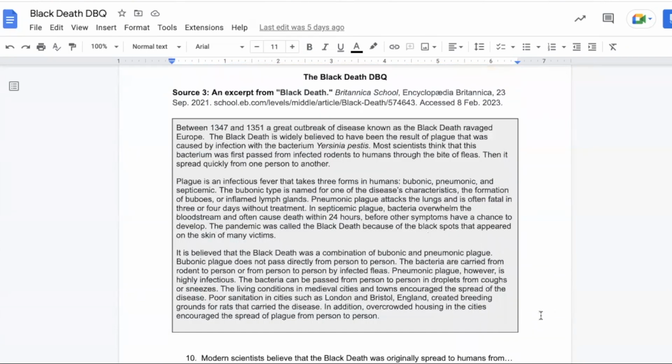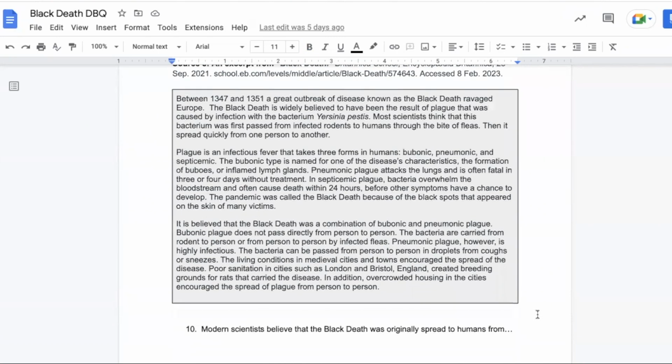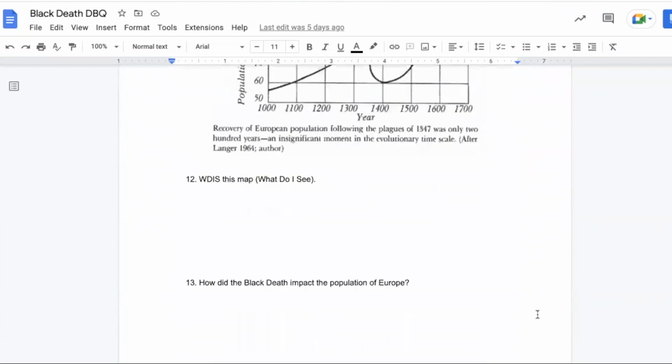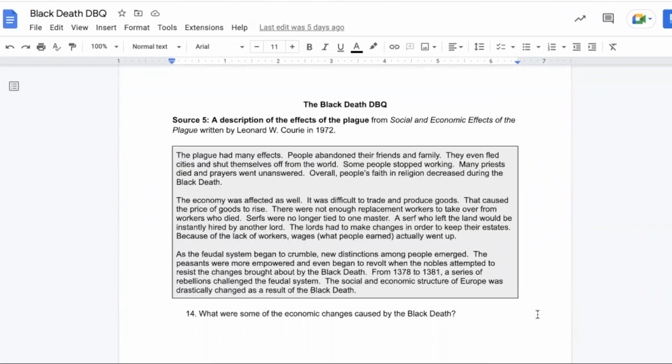Source 3 is an excerpt from Black Death from Britannica School, giving more of the scientific side of this disease. Source 4 is a chart showing the impact on population. And source 5 talks about the after effects of the plague, focusing on the economy as well as some of the social changes, particularly with the ending of the feudal system.